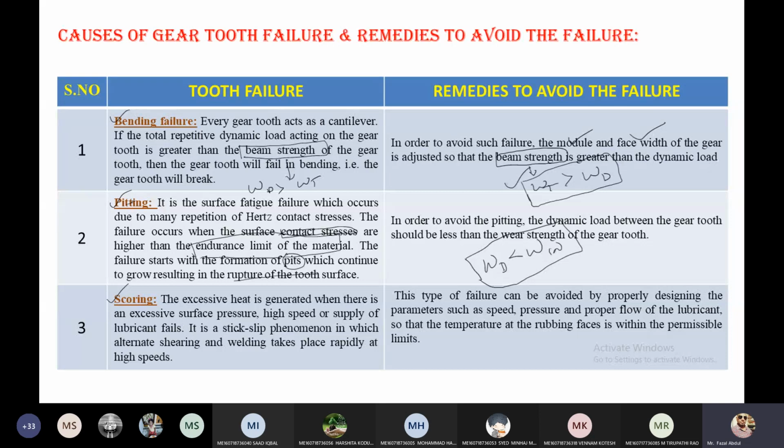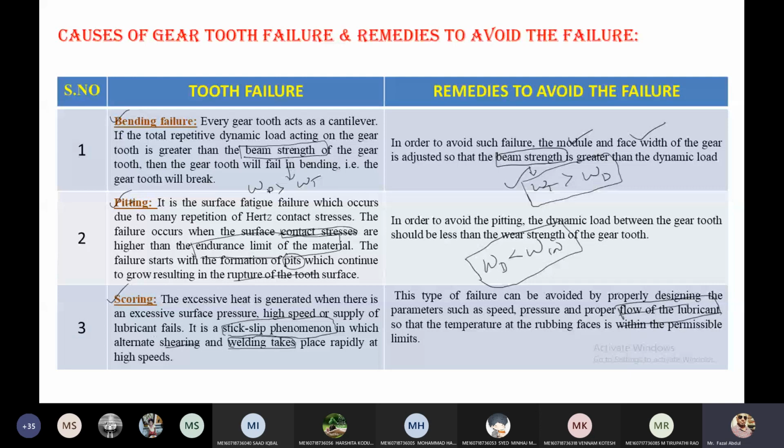Now, there is the stick-slip phenomenon. Stick-slip phenomenon occurs in gears when there is no proper lubrication. This phenomenon occurs in the gear teeth. There will be shearing of the gear teeth, and simultaneously welding will take place between the materials. So what we have to do is provide proper lubrication. Proper lubrication is the major criterion to overcome this scoring failure.